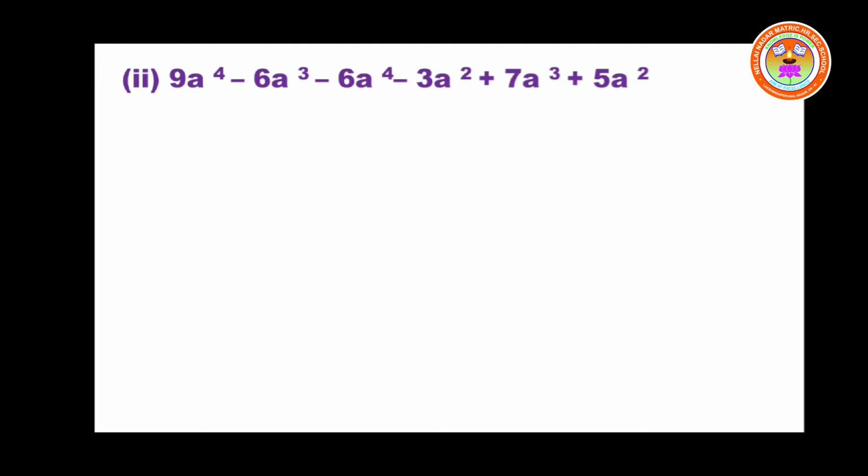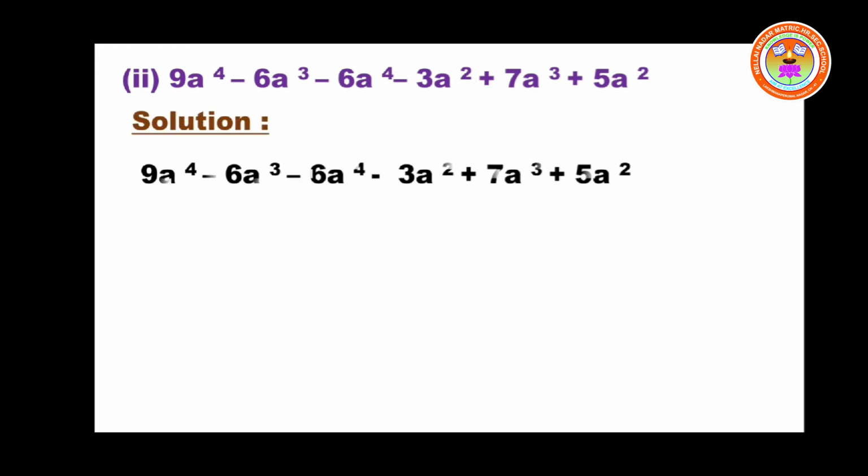Now, let us move on to subdivision 2. Question number 7, subdivision 2: 9a power of 4 minus 6a cube minus 6a power of 4 minus 3a square plus 7a cube plus 5a square. Solution: write the question as it is. Now next step, I am going to combine the like terms.